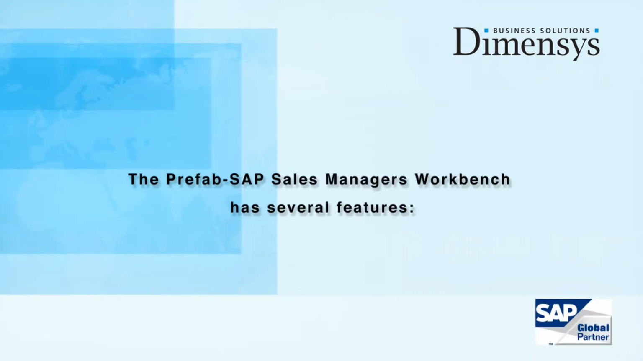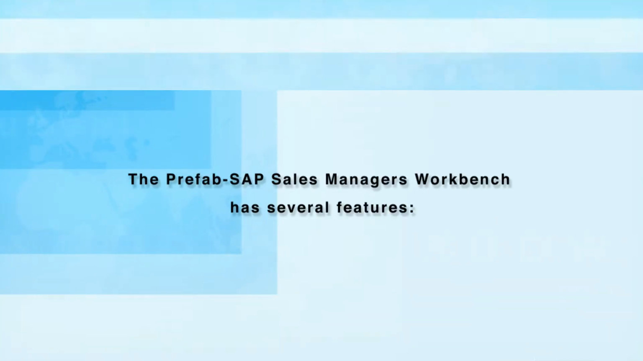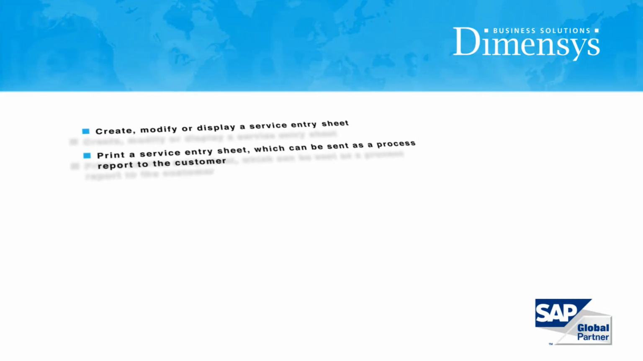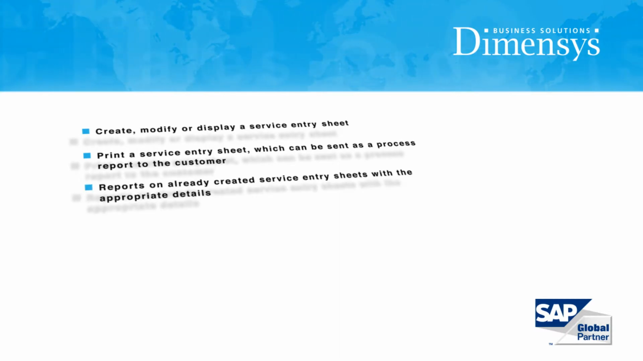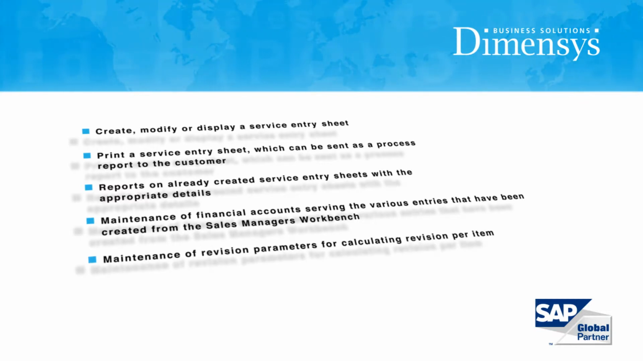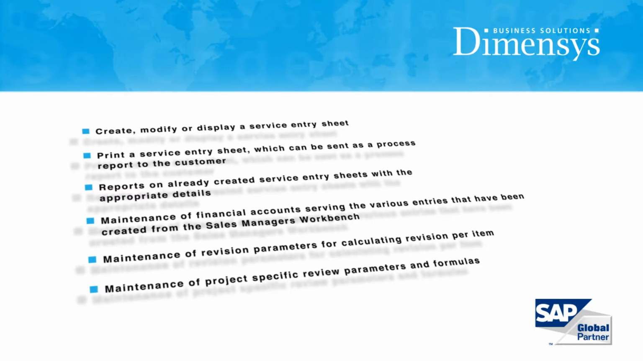The Prefab SAP Sales Manager's Workbench has several features: create, modify or display a service entry sheet, print a service entry sheet, which can be sent as a progress report to the customer, reports on already created service entry sheets with the appropriate details, maintenance of financial accounts serving the various entries that have been created from the Sales Manager's Workbench, maintenance of revision parameters for calculating revision per item, maintenance of project-specific review parameters and formulas, simulating a revision formula.